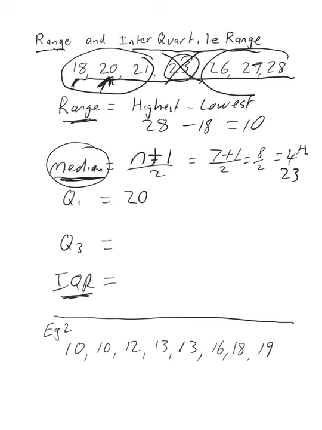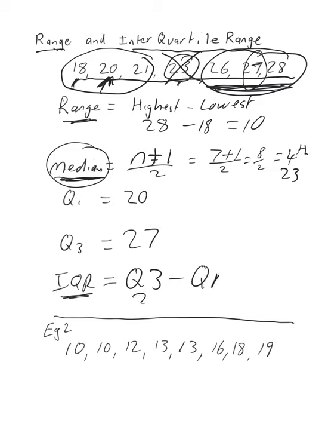Up here, we're looking for Q3. This is our top half of our data, not counting the median. We've got three values. The middle value is Q3, so that is 27. Okay, IQR, to work out the interquartile range, it is Q3 minus Q1. So in this case, it's 27 minus 20 equals 7.